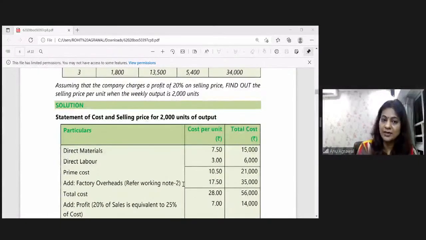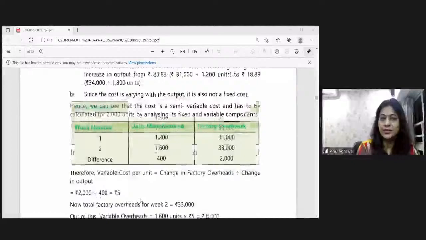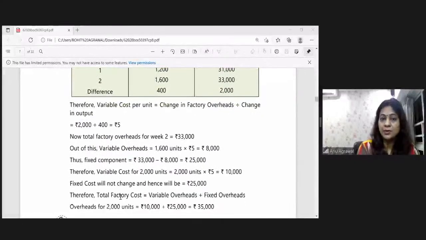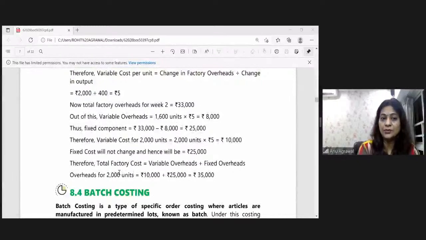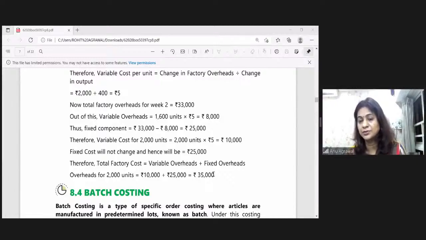So what is this overhead recovery rate which they've calculated? Look at what they have done. All this is fine. Now, how have they tried to absorb it? For 2,000 units, they say 10,000 is going to be a variable cost. Fixed cost will not change. It is going to remain 25,000. So the total overheads for 2,000 units is going to be how much? 35,000. 25,000 fixed and variable is 2,000 into 5, 10,000. 35,000 rupees is the cost if I manufacture 2,000 units.